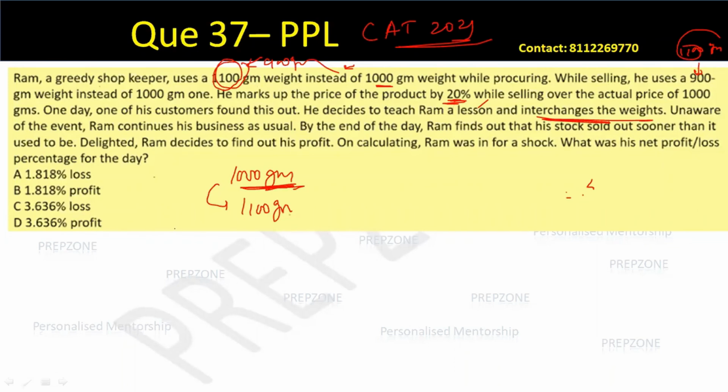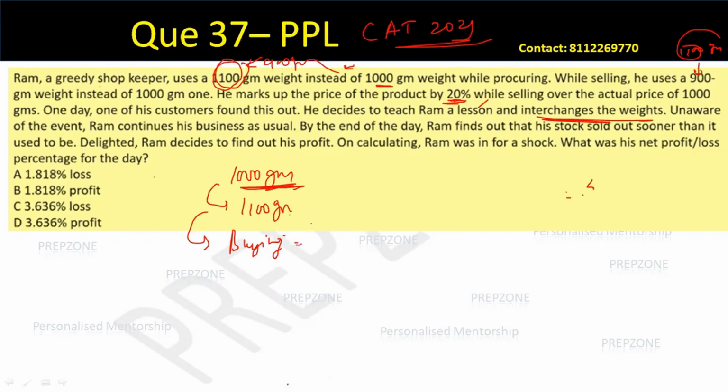So this is what is happening. Right now he is actually paying more when he is buying. Clear? Which means at the time of buying, when he's trying to procure or buy the material, how much is his loss? This is what you have to first of all calculate.